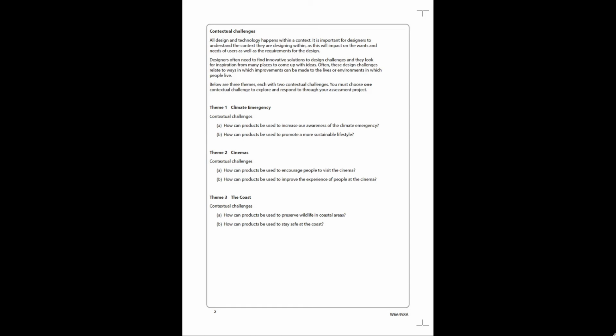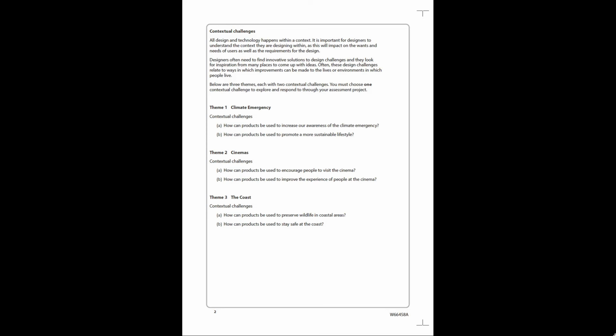The second one, how can products be used to improve the experience of people at the cinema? So again, speak to somebody maybe this time who does go to the cinema, but what do they not like about the cinema? What is it about the experience of going to the cinema that they don't like? And again, what product could you design that they could take with them or have the cinema provide to them that would make that experience better for them?